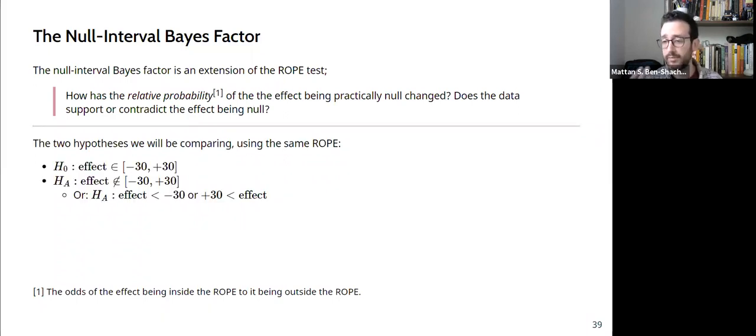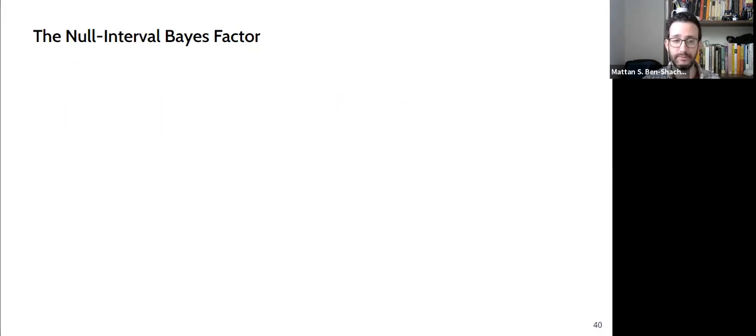So in our example, we can formulate our two competing hypotheses in such a way where the null hypothesis is that our effect is in the rope, right? It is between -30 and +30. And our alternative hypothesis is that the effect is outside of the rope. That is, it's either smaller than -30 or it is larger than 30.